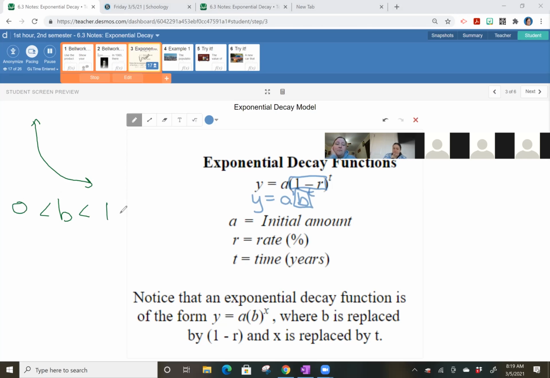So give me some examples that b could be. What are some numbers between 0 and 1? 0.5. Awesome. What else could it be? 0.75 or 0.50. 0.099. Well, 0.99, yep, that's fine. It could be 0.758, and so on and so forth, okay? As long as it falls between 0 and 1, we're good.